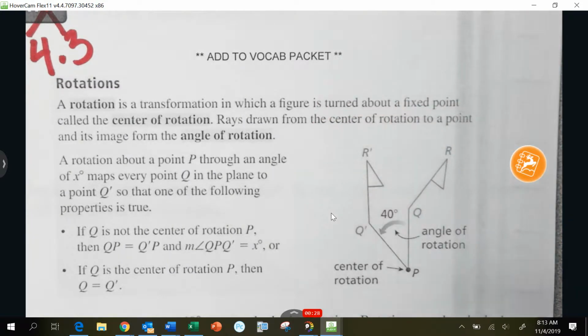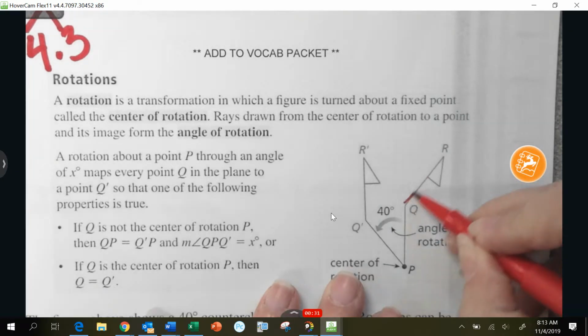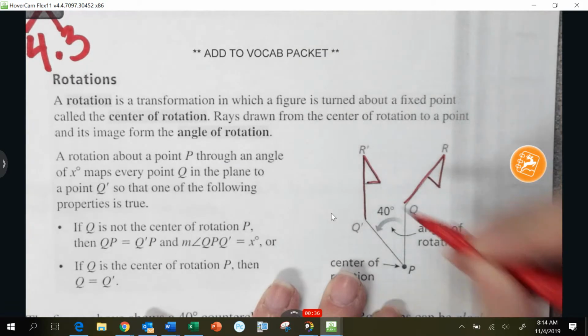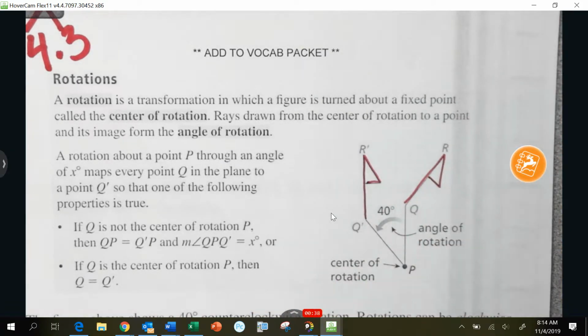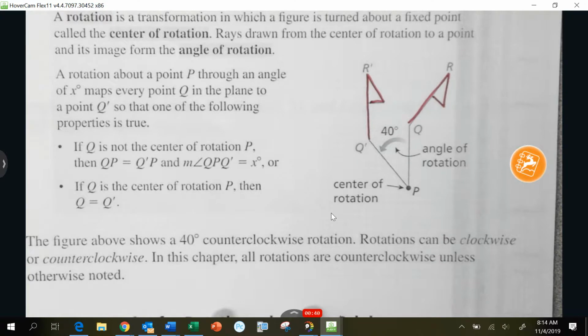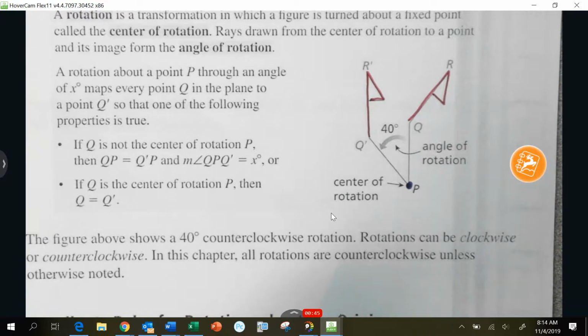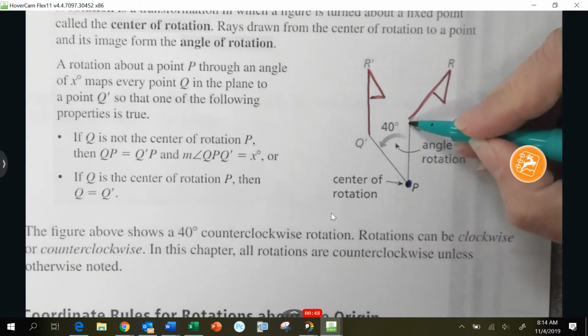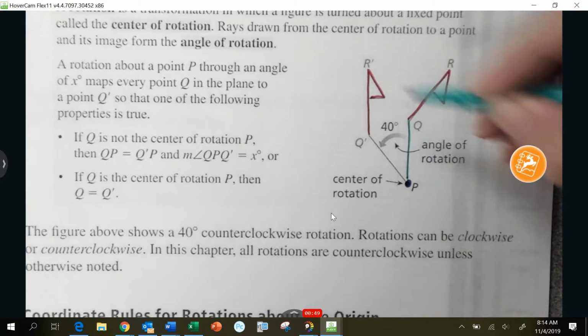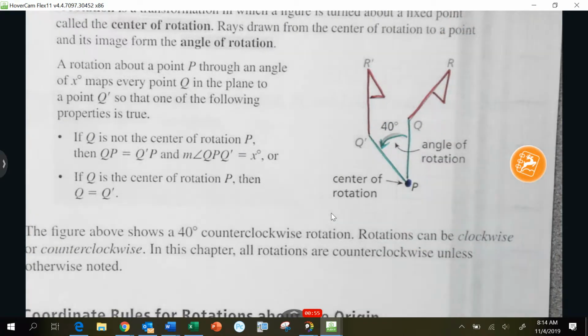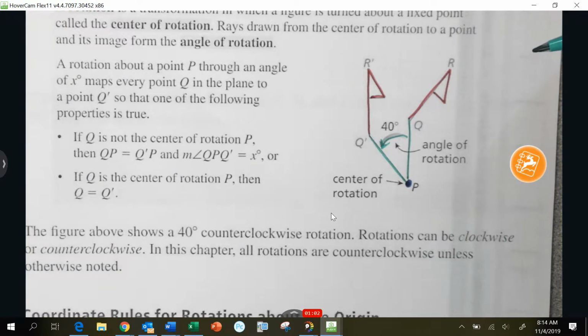So in this picture here, the image is this little flag-like thing. A little flag, okay? And then the center of rotation is this point right here. And then the rays connect to the edges of the figure and form an angle of rotation. So what degrees did this particular figure rotate?